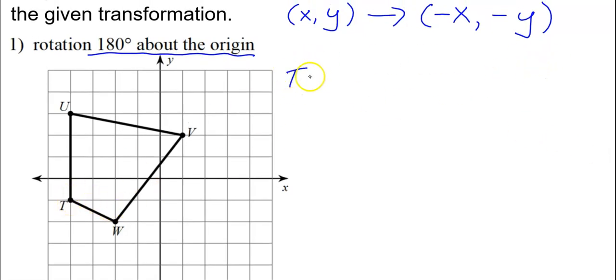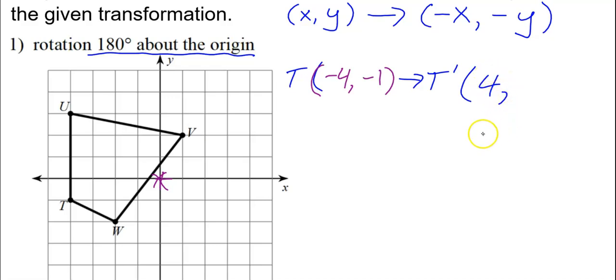So I'm going to say T. T right here is at the point from the origin. Count from the origin. There's my origin. Count 1, 2, 3, 4 to the left, 1 down. So there's T. T is at negative 4, negative 1. Well, T prime is: keep x first, change its sign. Put y second, because we have x, we have y. y is second, change its sign.